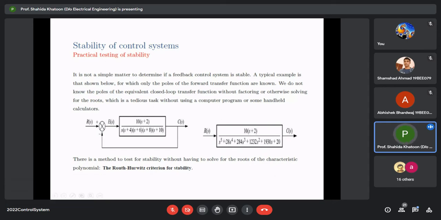Suppose we have a higher order system like s to the power 5 plus 28 s to the power 4 and so on. Finding the poles of such a system becomes a very difficult task, because you need to solve a fifth order equation, which is not possible by hand calculation. For such higher order systems, we need other methods for testing stability. The method to test stability without having to solve for the roots of the characteristic polynomial is called the Routh-Hurwitz criterion for stability.